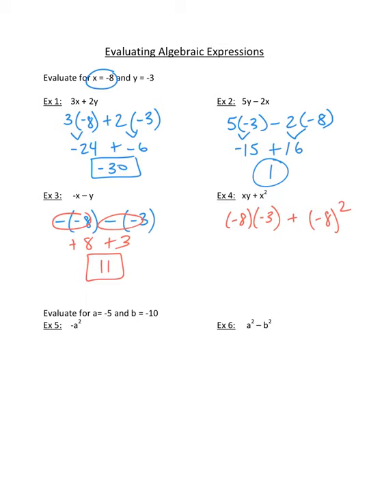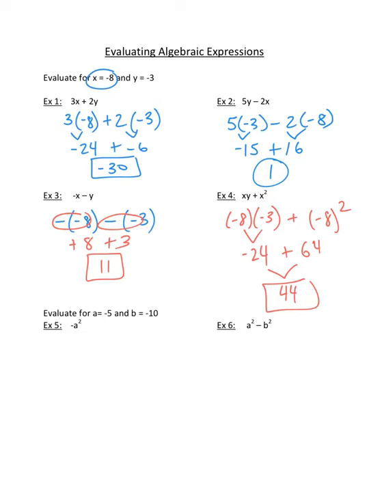Okay, so negative 8 times negative 3 is going to give you negative 24. And then plus, and negative 8 squared is positive 64. So that's because a negative times a negative is a positive. Negative 8 times negative 8 is positive 64. And then we have negative 24 plus 64, which is going to give us positive 44.